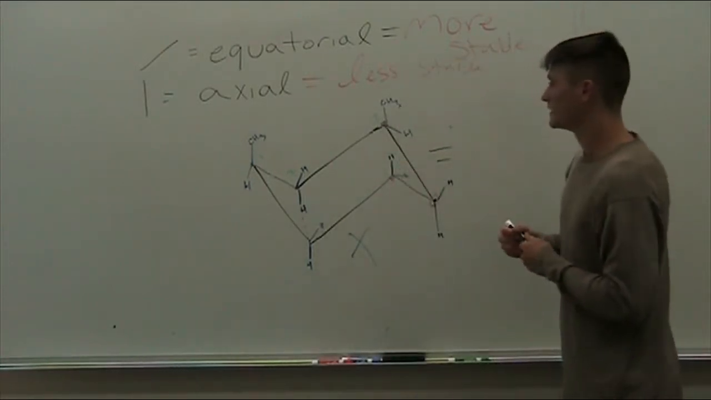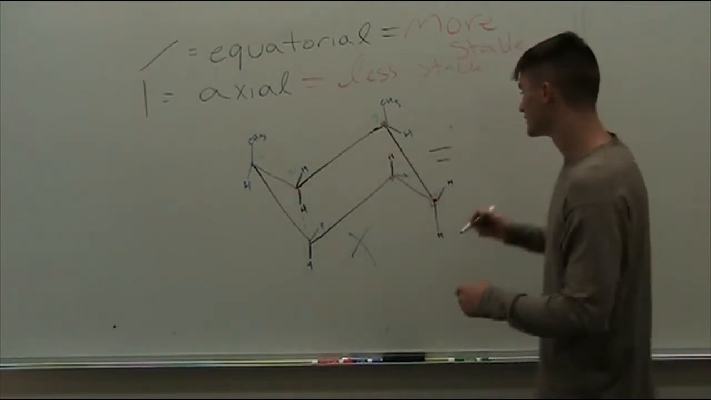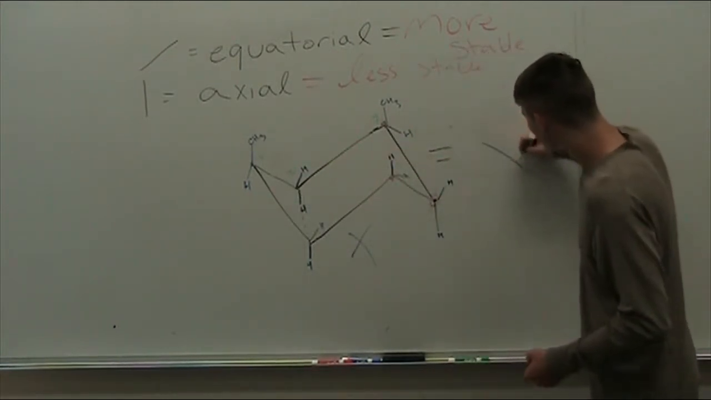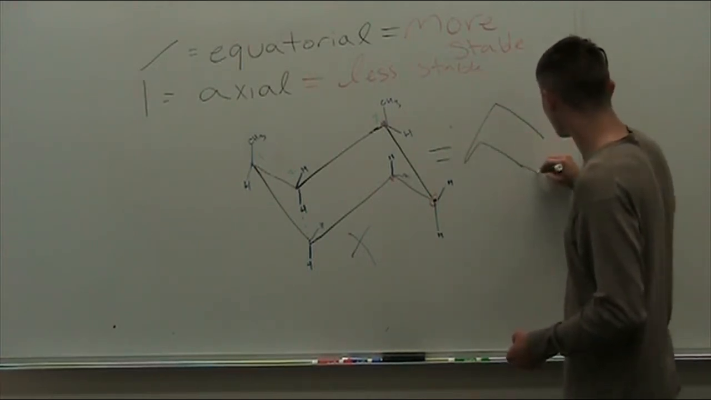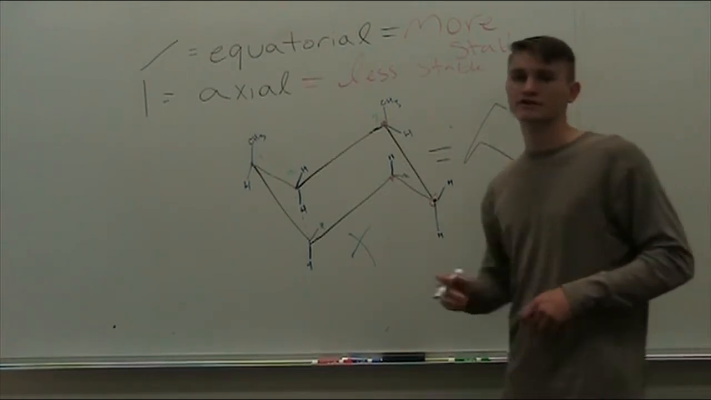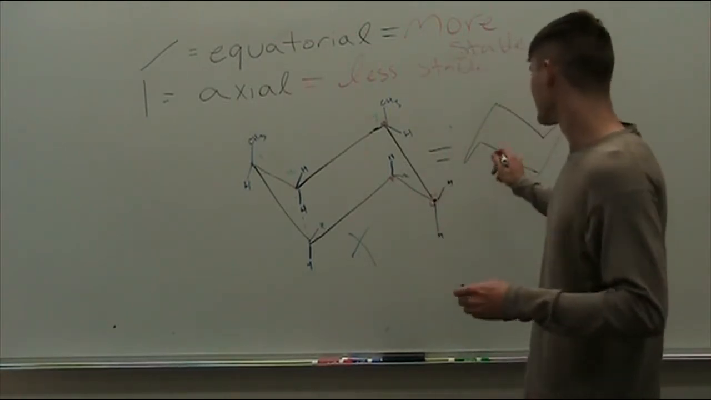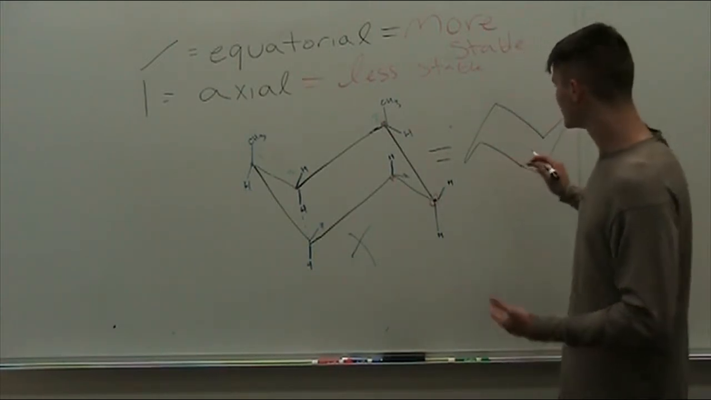Okay, so to do a chair flip, you're doing just that. You're flipping the entire chair. So you're going to do the same way. We're going to draw both our parallel lines, and then you're going to go downward, and then you're going to go upward. So you can connect the dots the way I showed you before, but if you get better at it, you can do it quicker. So we did a chair flip.